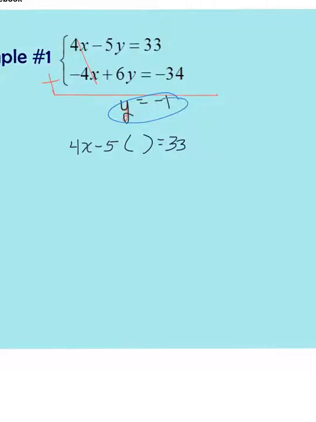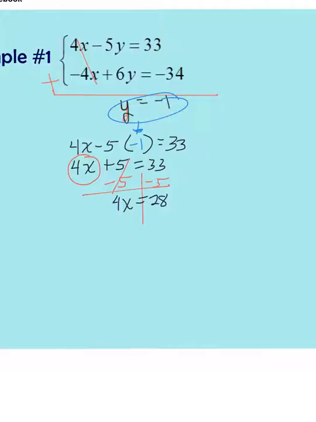So this value here is going to go in here as a -1. So then do your math. I got 4x, -5 times -1 is +5 equals 33. Solve for x. I want to get rid of the 5, so I subtract 5. I get 4x equals 28. Divide by 4. And then your x is going to equal 7.